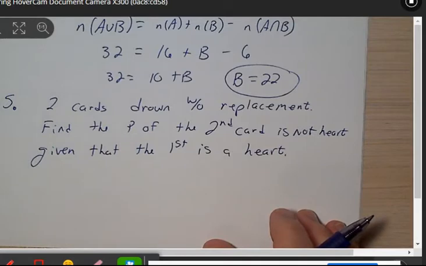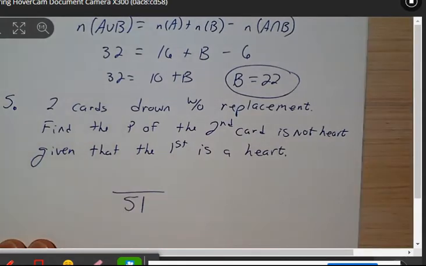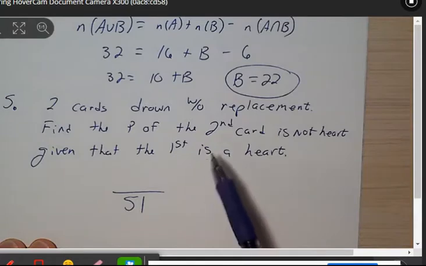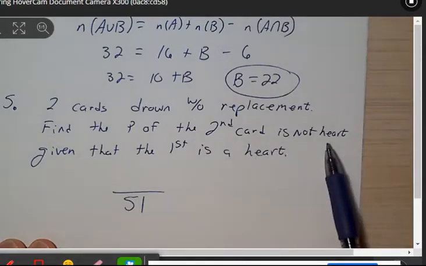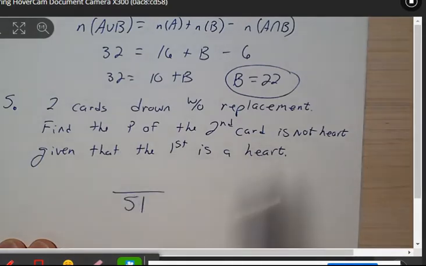Okay. So we're drawing 2 cards. We're taking the first card and throwing it away, which automatically means now we're down to 51 cards. Finding the probability that the second card is not a heart, given the first card is a heart. So it's asking us to find the probability of it not being a heart.